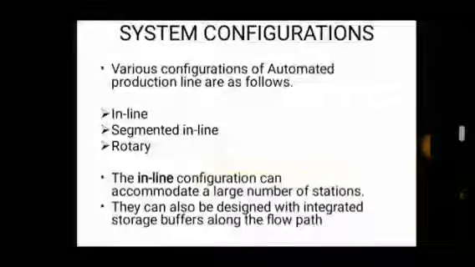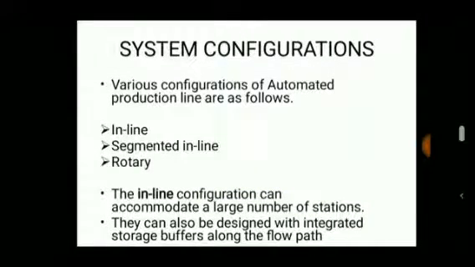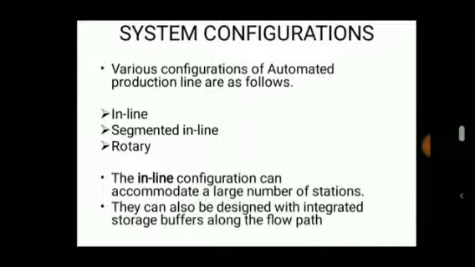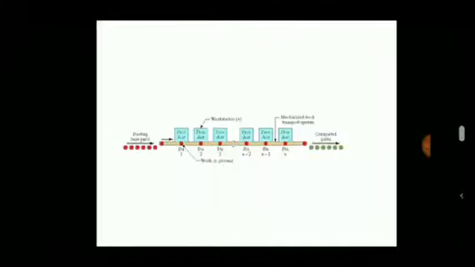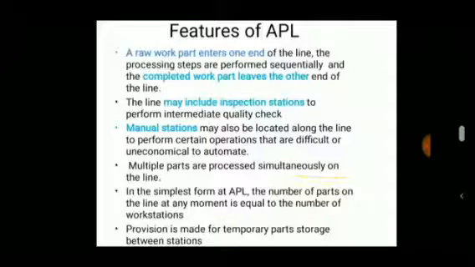Then system configuration. There are basically three system configurations: inline, segmented inline and rotary. Inline is almost a straight line, where raw materials enter at one end and the product is obtained at the other end. This is an example of an inline system.